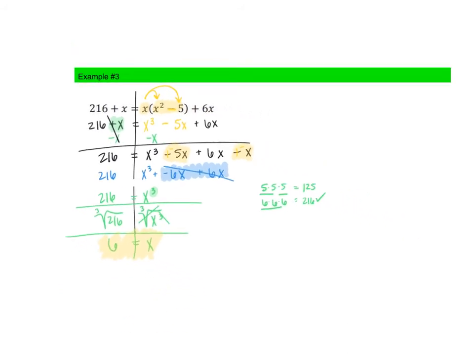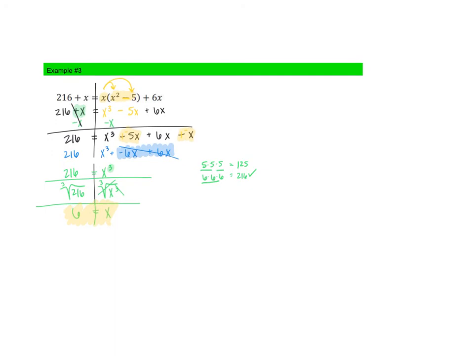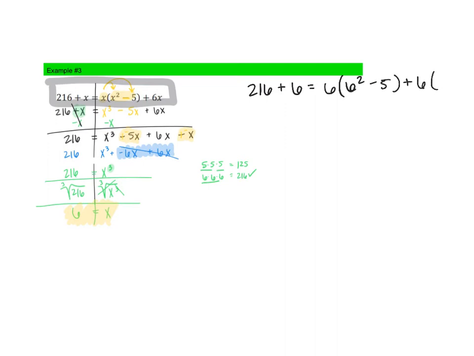Okay? Last thing I want to do before I move on is check my answer. So I'm going to be plugging my answer in to my original equation to see if it balances out. So wherever there's an x, I'm changing to a 6. This becomes 216 plus 6 equals 6, parentheses 6 squared, minus 5 plus 6 times 6. Right? I want to do my parentheses first, but within those parentheses, there's an exponent, so I have to solve 6 squared first. So this becomes 36 minus 5. Everything else stayed the same.